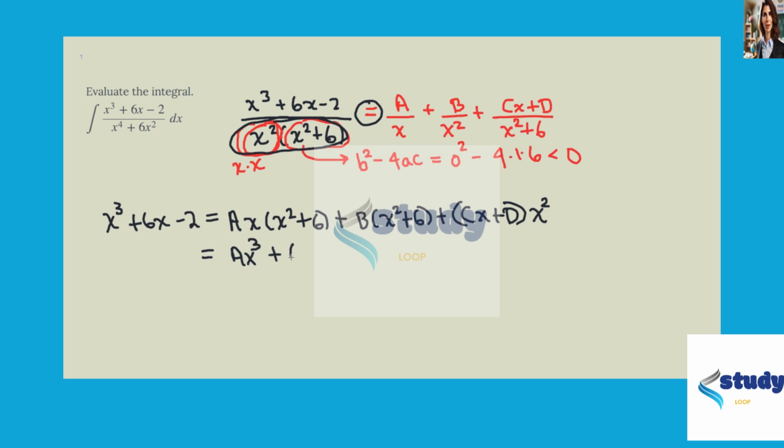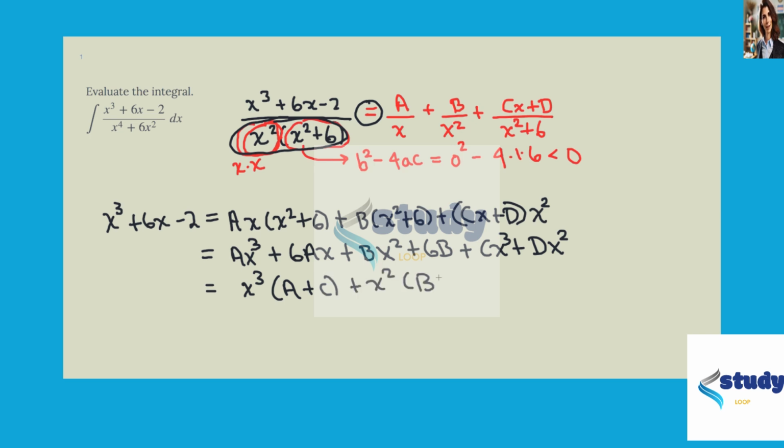Ax cubed, 6ax, bx squared, 6b, cx cubed, dx squared. And then now let's combine like terms. We see that we can collect x cubed times a plus c, x squared times b plus d, plus x times 6a, and then the constant term is just that 6b.